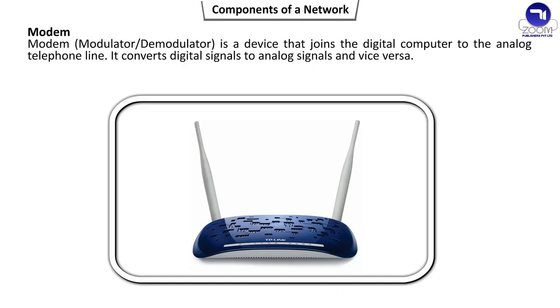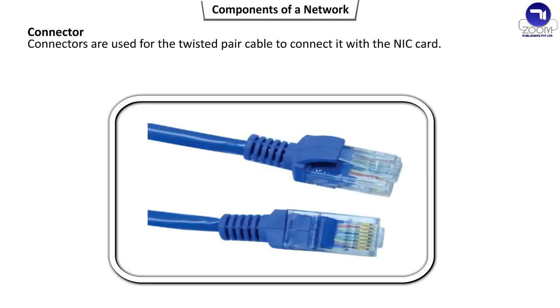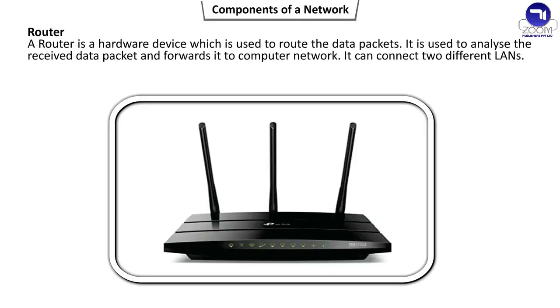Modem. Modulator, demodulator is a device that joins the digital computer to the analog telephone line. It converts digital signals to analog signals and vice versa. Connector. Connectors are used for the twisted pair cable to connect it with the NIC card.